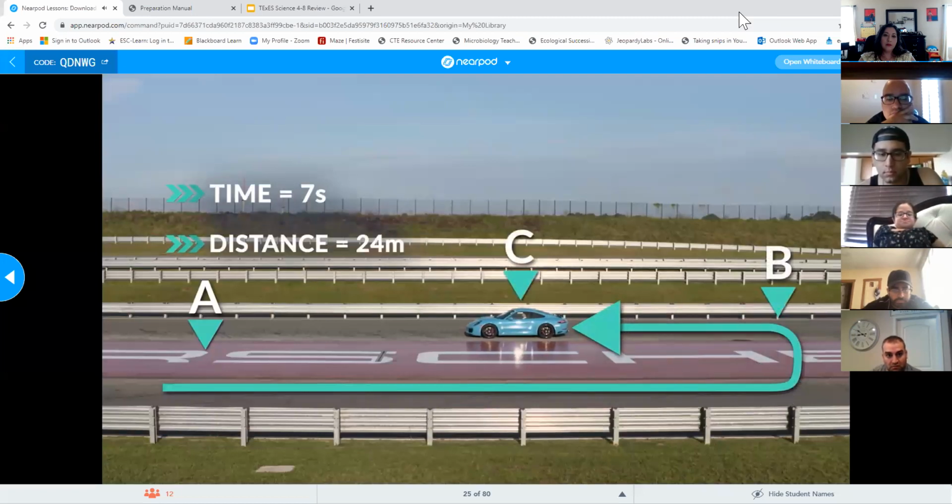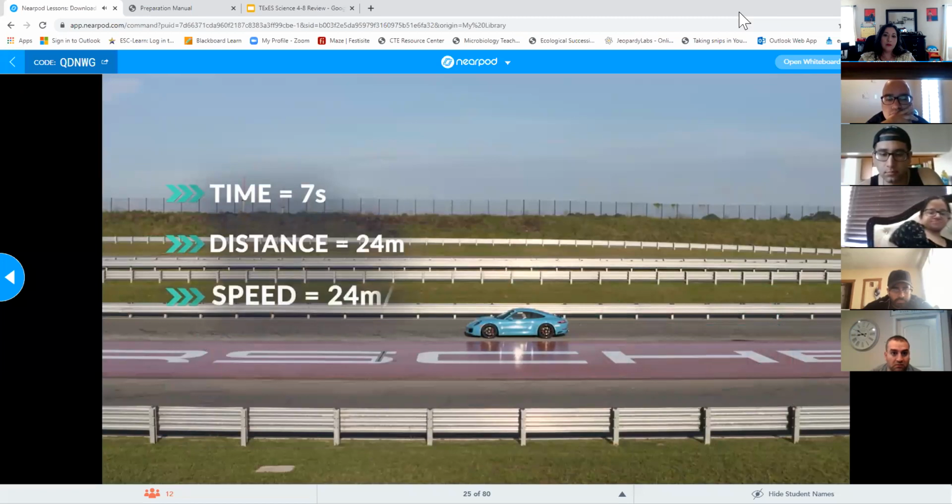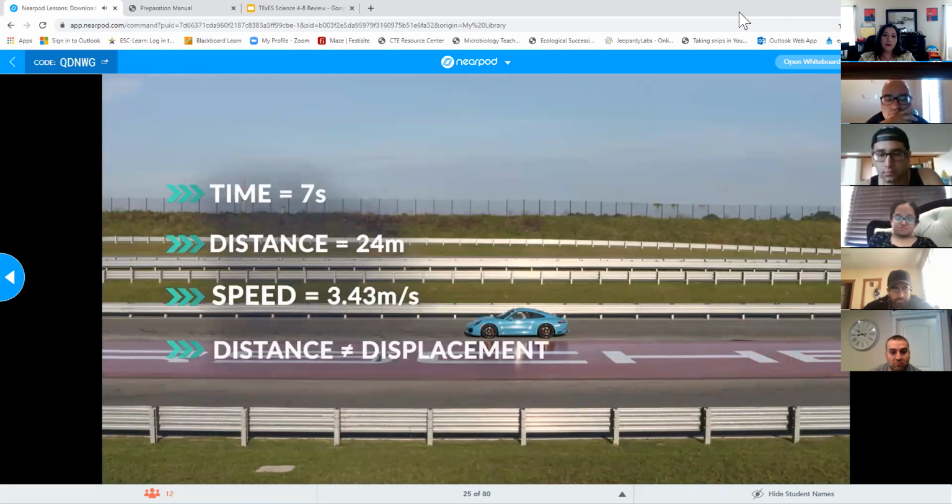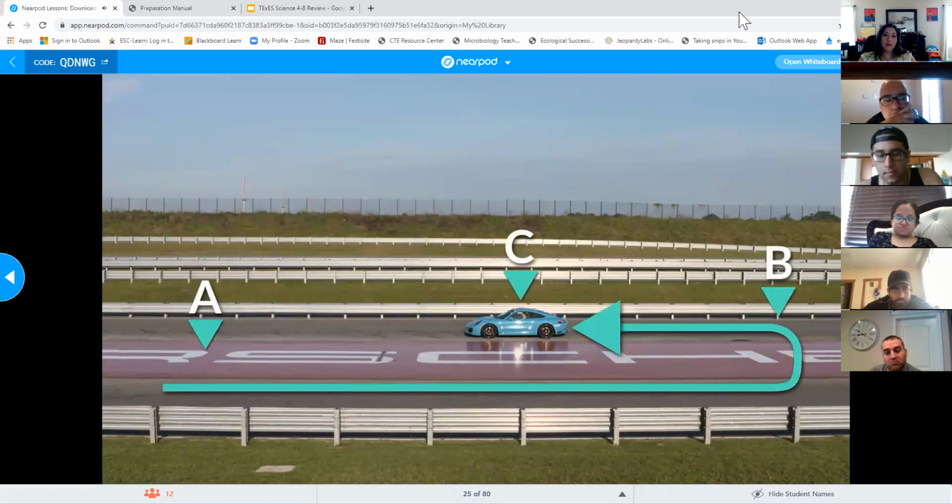This means that the average speed was 24 meters divided by 7 seconds, which is 3.43 meters per second. However, the total distance traveled by the car is different from the total displacement. The car's displacement only takes into account the point-to-point difference in meters between the origin and the final destination. The displacement from point A to point C is 8 meters.